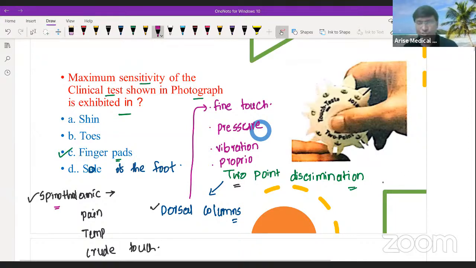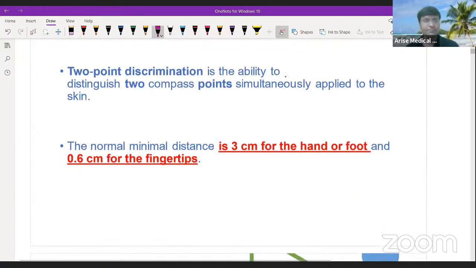Now, the test which is shown to you is your two-point discrimination. And the maximum sensitivity of this particular two-point discrimination is seen over the finger pads, right? Now, how much is that? So, the normal minimal distance is around 3 centimeters for the hand or the foot. Whereas in the fingertips, it is 0.6 centimeters.